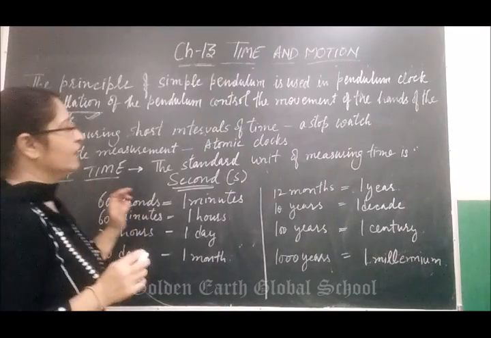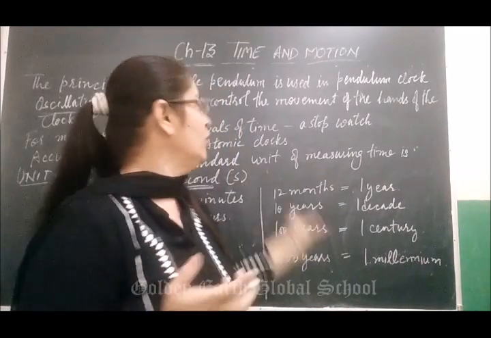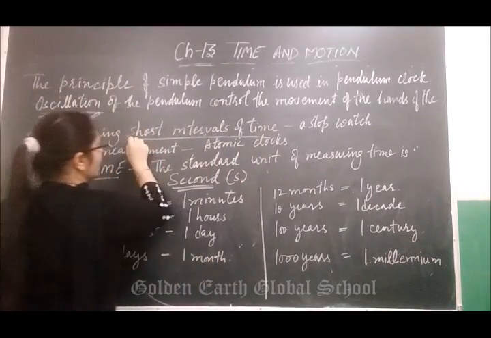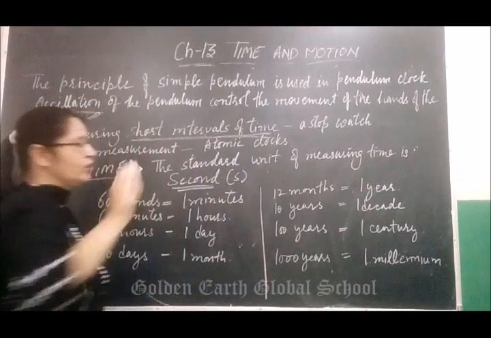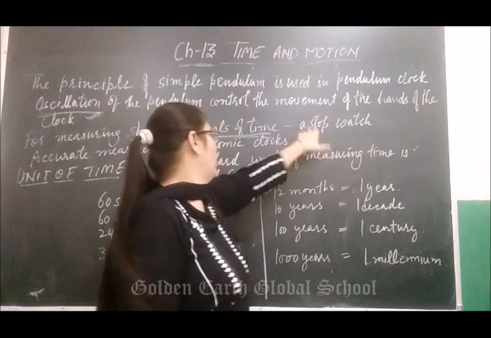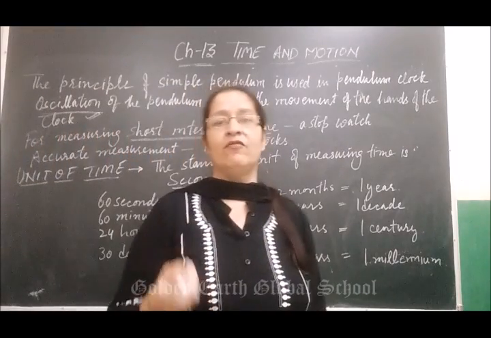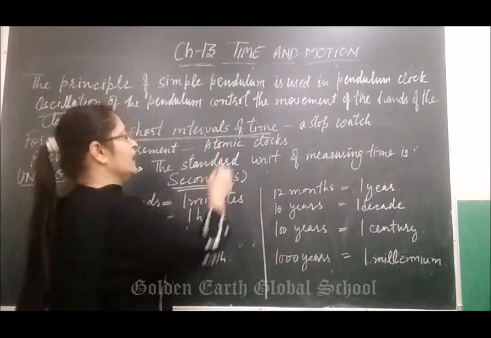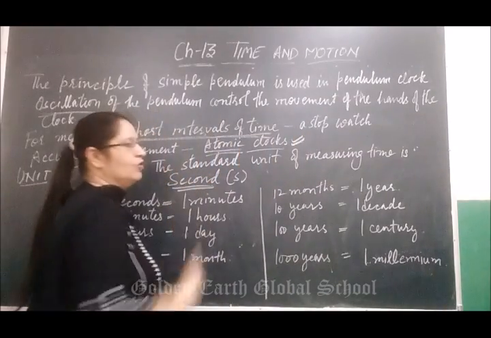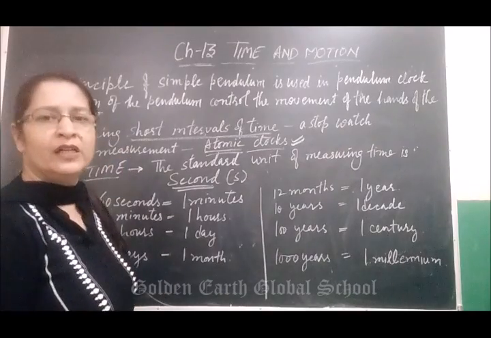For measuring time, we use a stopwatch. Where do we use a stopwatch? For measuring shorter intervals of time. Where we can measure only short intervals of time, we use a stopwatch. And for accuracy of time, which type of watches can we use? We can use atomic clocks. Nowadays, atomic clocks are used everywhere for the accurate measurement of time.